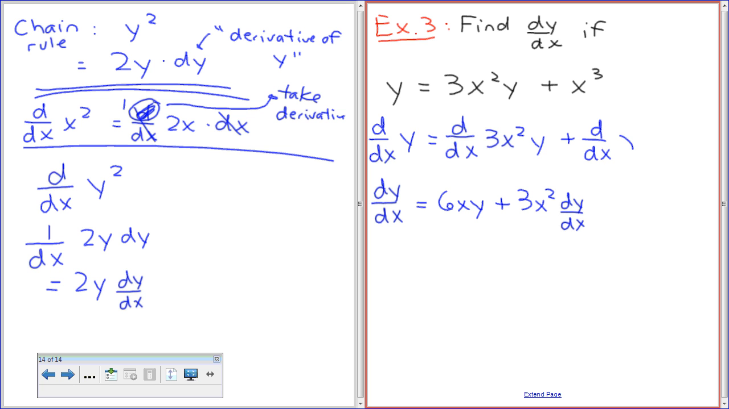Okay, now I'm going to pick on James for this one. James, what's the derivative of x cubed, please? 3x squared. Very good.